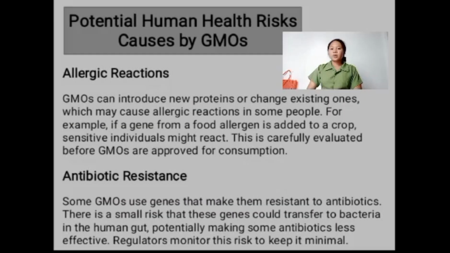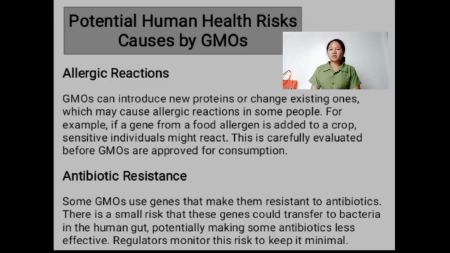And now let's go on to the potential human health risk caused by GMOs. First is the allergic reactions. GMOs can add new proteins to food. Sometimes, these new proteins might cause allergies in some people. For example, if a gene from a food that commonly causes allergy is added to another crop, people who are allergic might react to it. That's why scientists test GM foods carefully before they are sold.